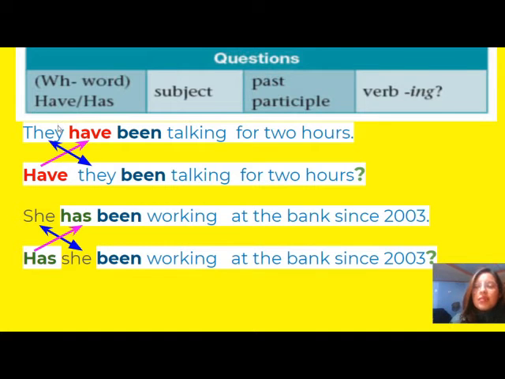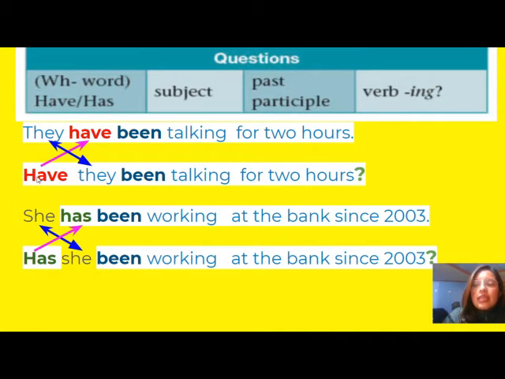Read the sentence, please. Leamos la primera oración. They have been working for 2 hours, very good. Now, in question, you have to change the auxiliary in the first part and the subject in the second part. Tenemos que escribir el sujeto en la segunda parte y el auxiliar en la primera. Okay, you have to change the position. Tenemos que cambiar las posiciones.